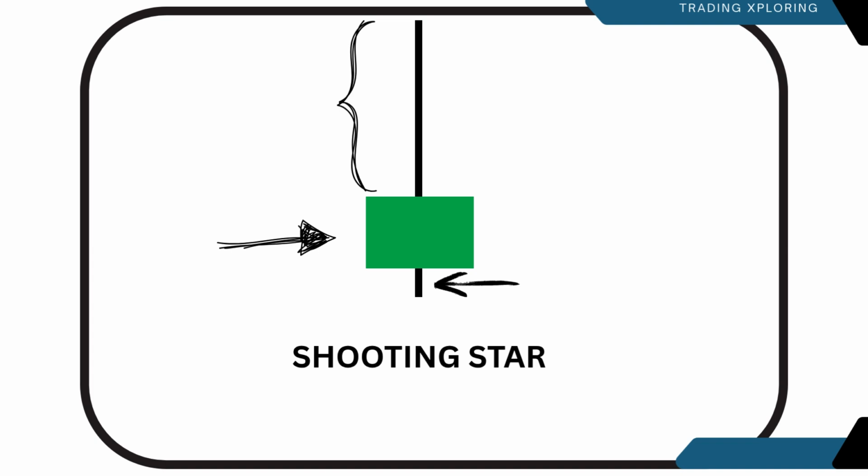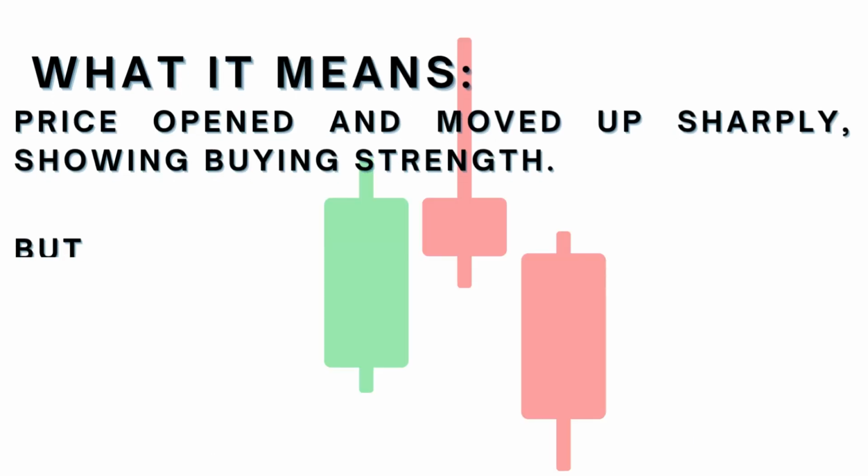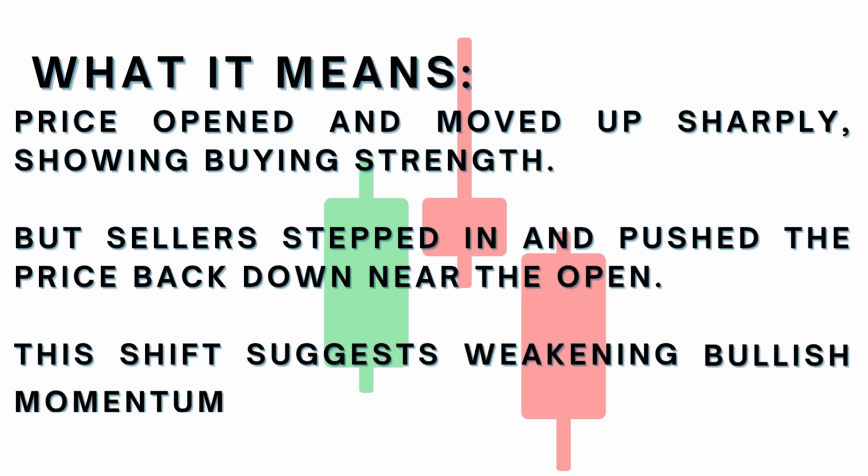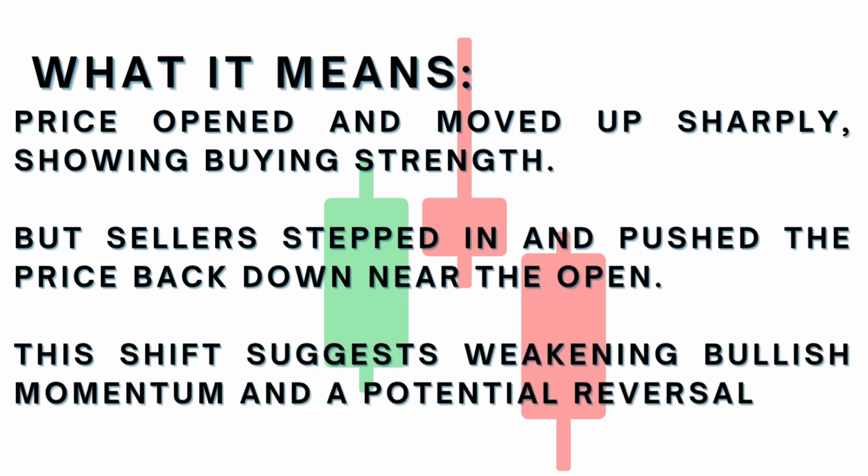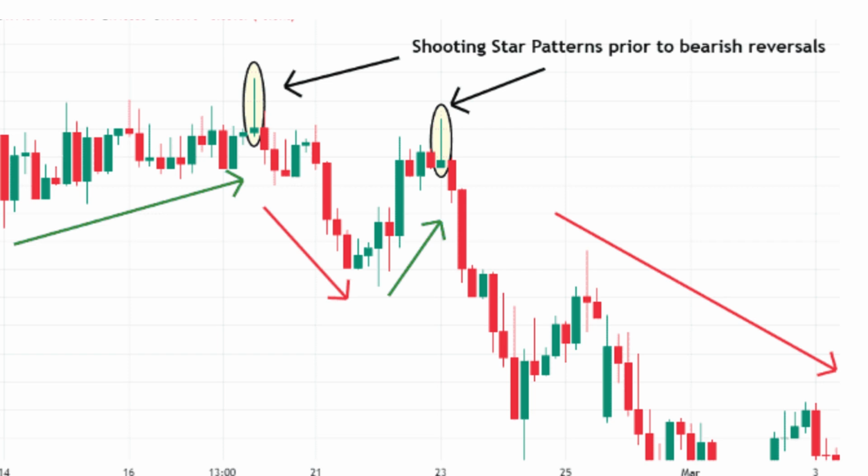What it means: price opened and moved up sharply, showing buying strength. But sellers stepped in and pushed the price back down near the open. This shift suggests weakening bullish momentum and a potential reversal. Example: a shooting star forms after an uptrend. Best used with confirmation: if the next candle is bearish, it signals a bearish reversal is likely.